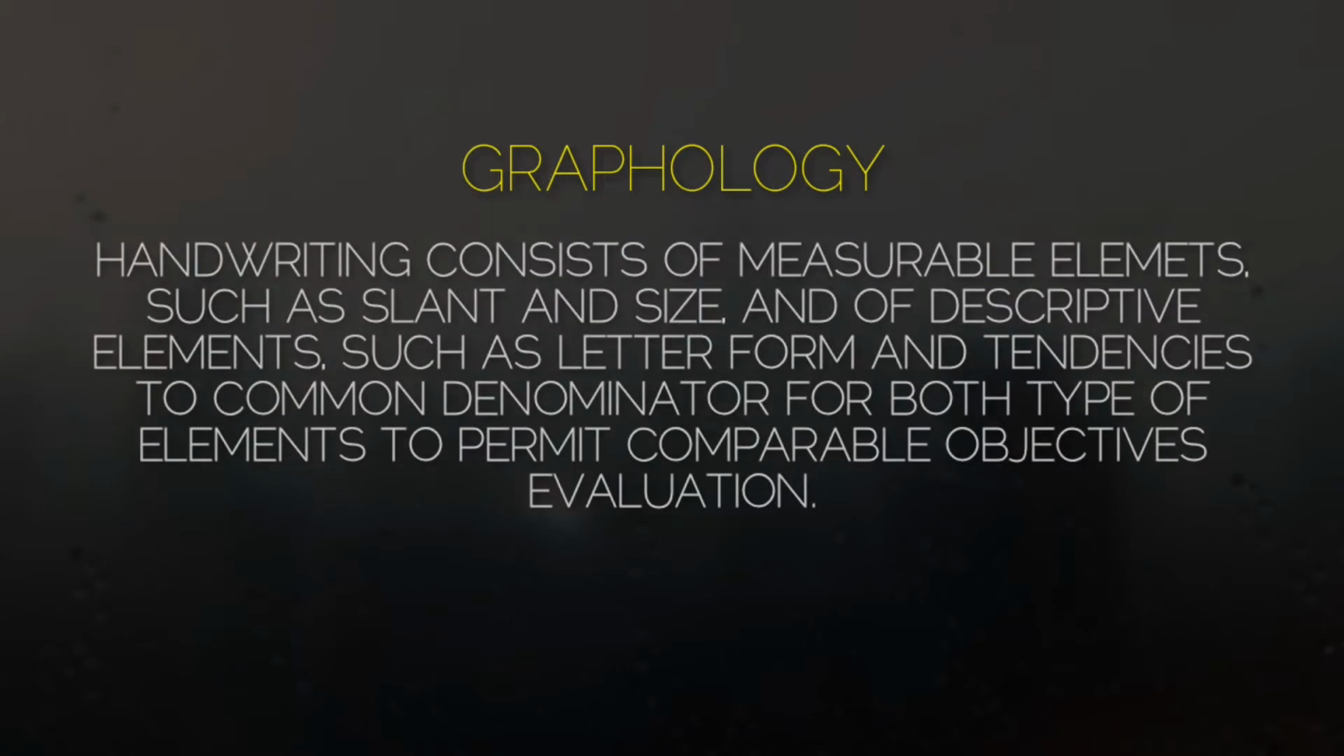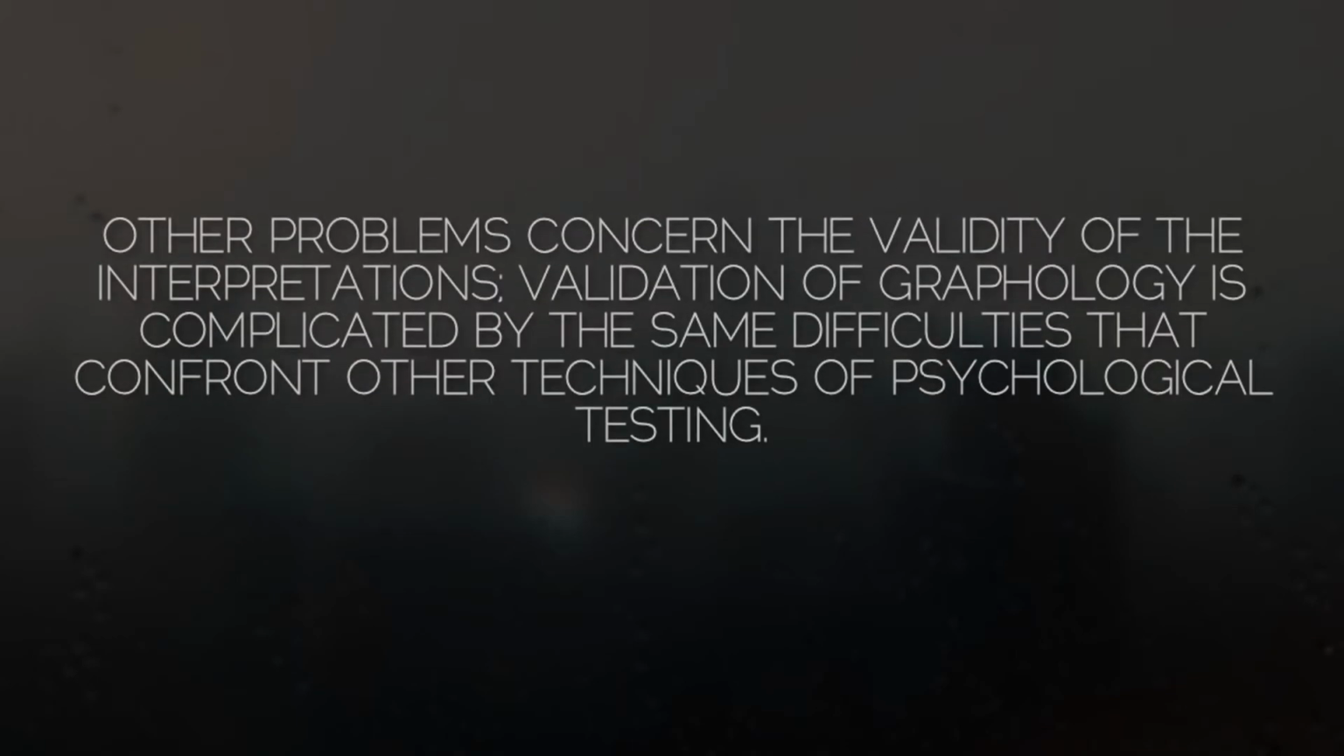In graphology, handwriting consists of measurable elements such as slant and size, and descriptive elements such as letter form and tendency, with a common denominator for both types of element to permit comfortable, objective evaluation. Other problems concern the validity of the interpretation. Validation of graphology is complicated by the same difficulties that confront other techniques of psychological testing.